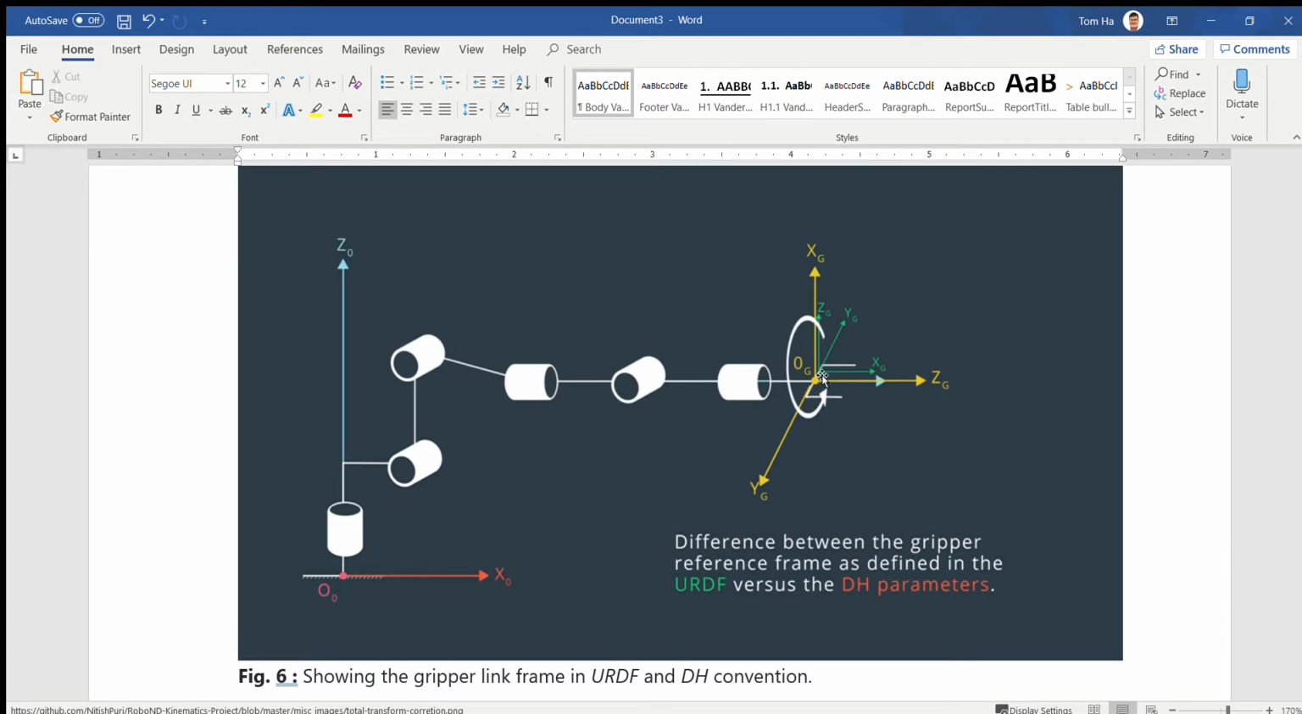Right here, we have the two coordinate frames, green and yellow. Yellow means we design with the DH convention, but green right here is for simulation in the ROS system and URDF. They use the URDF file and create the gripper with this coordinate. So to get the correct simulation for the ROS system, we have to transform the yellow system into the green system right here. It means we have to multiply by a rotation matrix to get this coordinate.